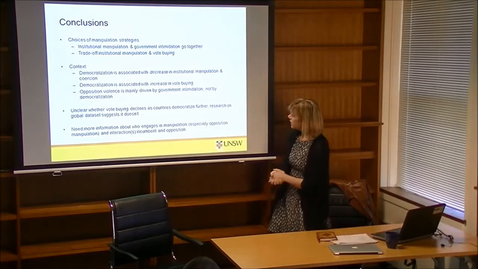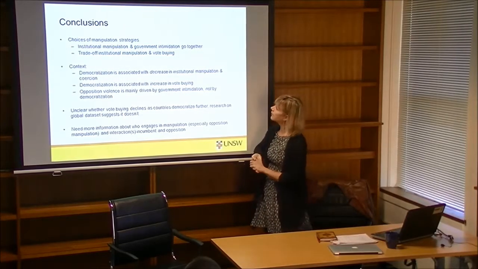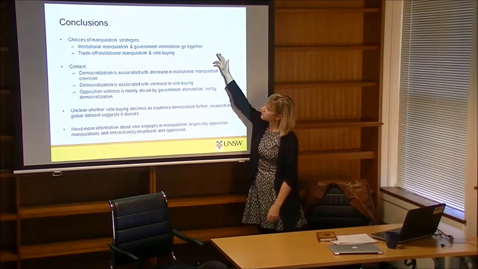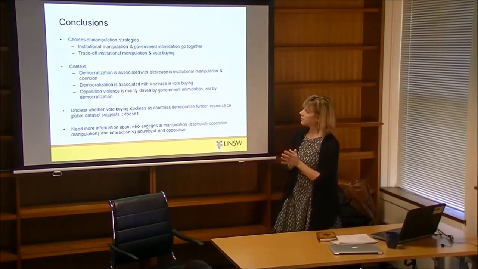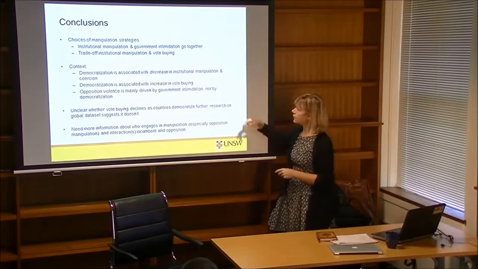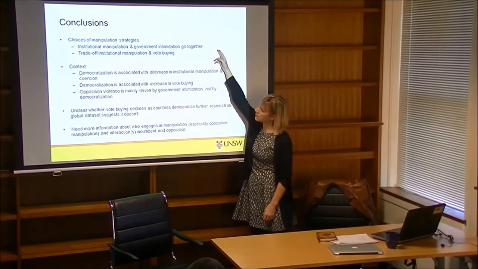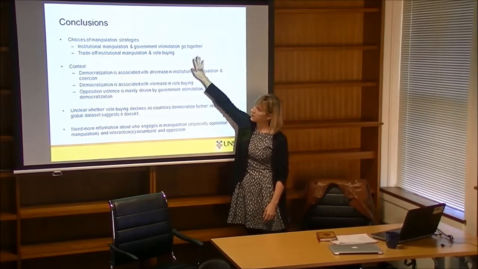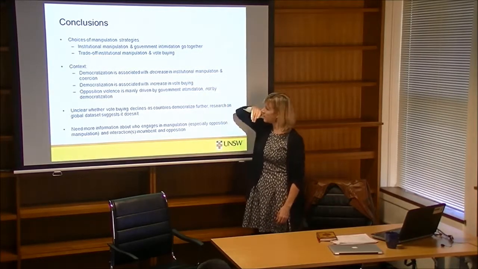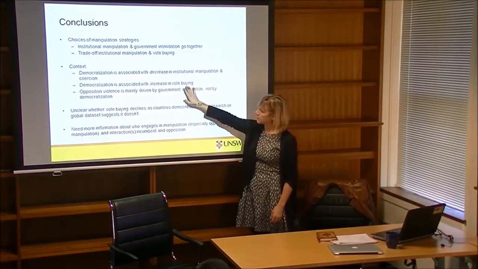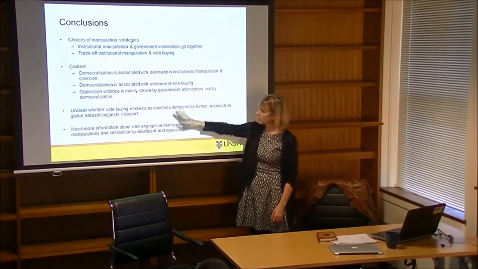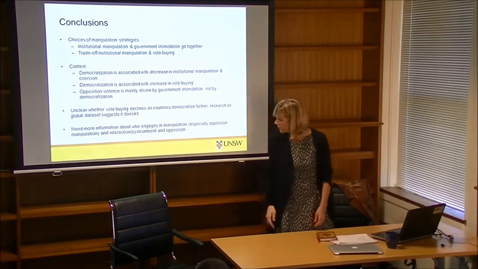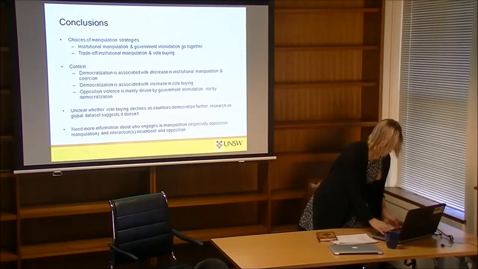Well, that's it, I think. I already gave you the conclusions. They go together, institutional manipulation and government intimidation. So apparently that's a good mix of strategies for incumbents to stay in power in autocracies. We find this trade-off: if you can't manipulate the institutions, you'll turn to vote buying. And democratization is associated with an increase in vote buying. That's it, I think. Thank you for your attention.